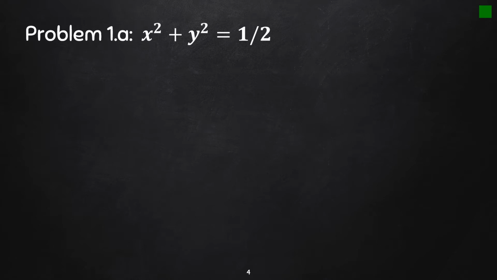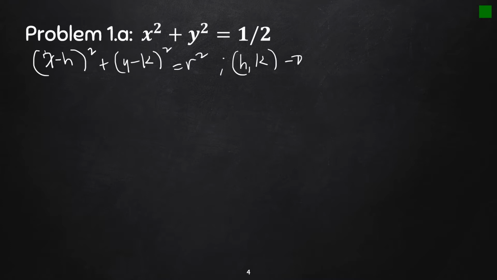Problem 1.A. We are asked to identify the center and the radius of the circle with the equation x squared plus y squared equal to 1/2. So to recall again, the equation of the circle in standard form is x minus h quantity squared plus y minus k quantity squared equal to r squared, where h and k is the center of the circle and r is the radius.